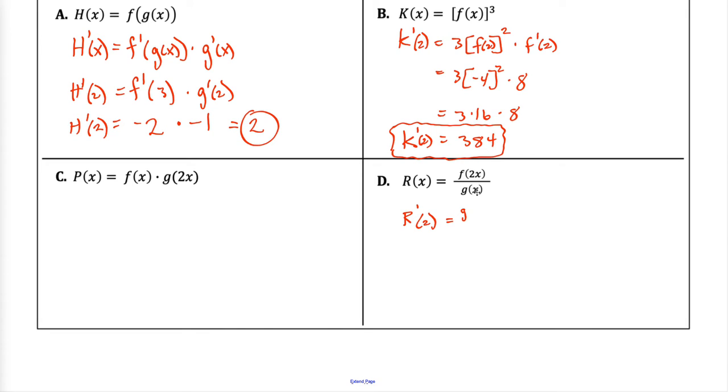GF prime minus FG prime. Low D high minus high D low. So G of X times derivative of the top. Derivative of the top is where we have to pause a little bit.